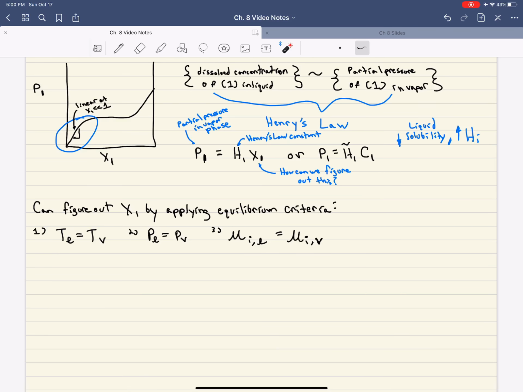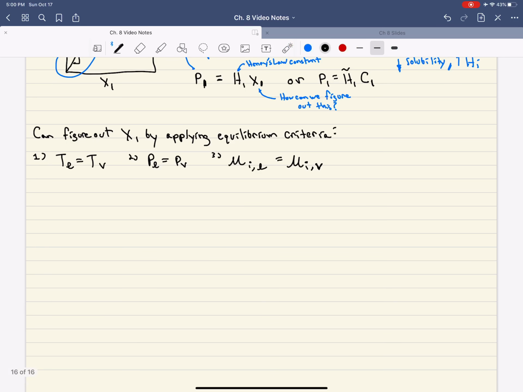Okay? All right. So, with these criteria in hand, what we could do is say that the chemical potential in the liquid phase is equal to the chemical potential of species 1 in the vapor phase. And since we're assuming that we have an ideal gas mixture in the vapor phase, we could write out the form of the chemical potential that we derived previously, RT natural log of P1 over Pref.